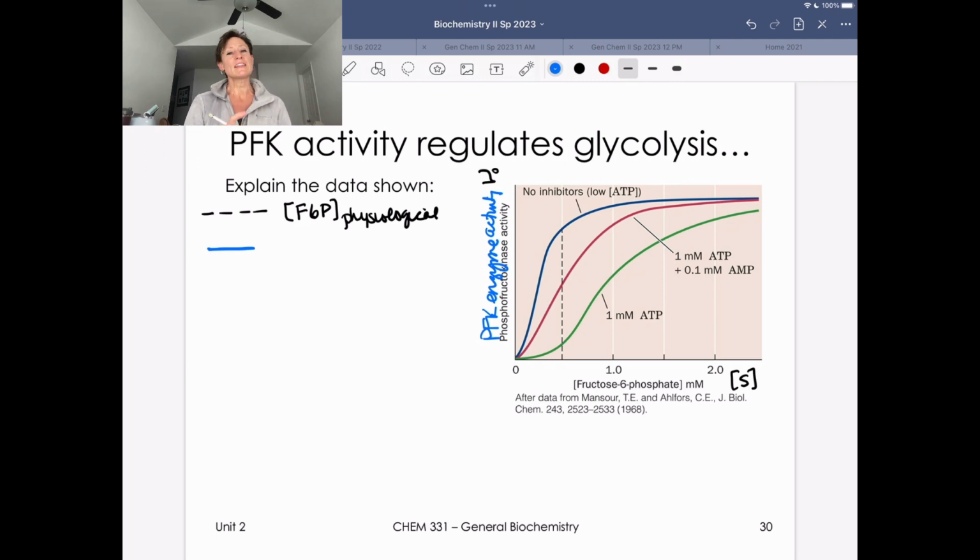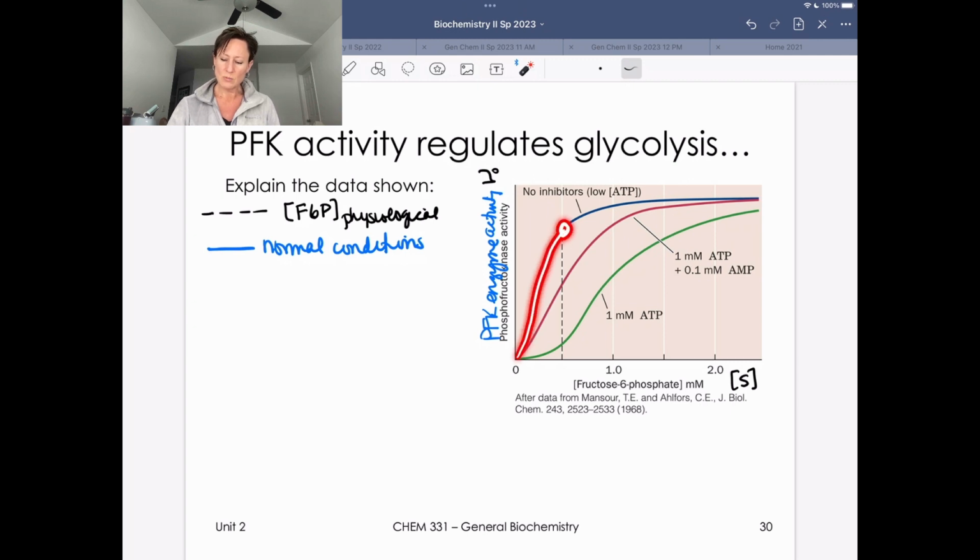So let's take these lines one at a time and see if we can rationalize and make sense of what we see. So taking that blue line first, this really represents normal conditions. And under normal conditions, we can see that when there's no substrate around, we've got no enzyme activity. But as we approach physiological concentrations of our substrate, we get pretty high, near to full activity of our enzyme. So again, no inhibitors, low concentration of ATP. We see this typical normal response for PFK.